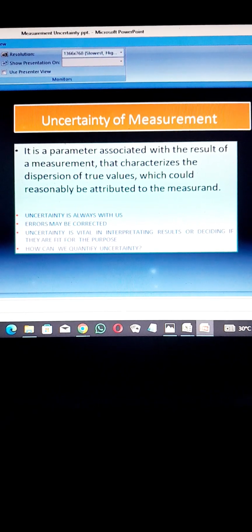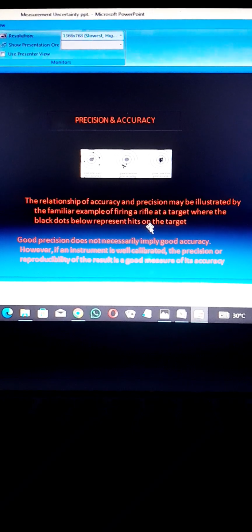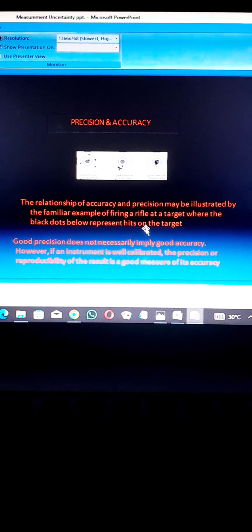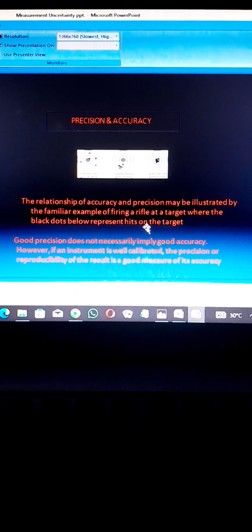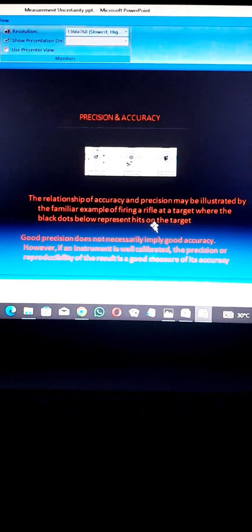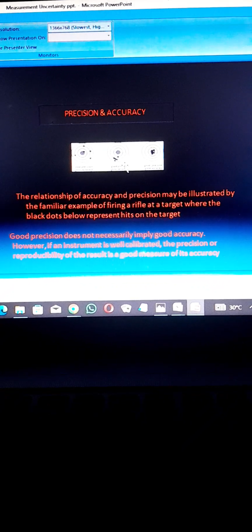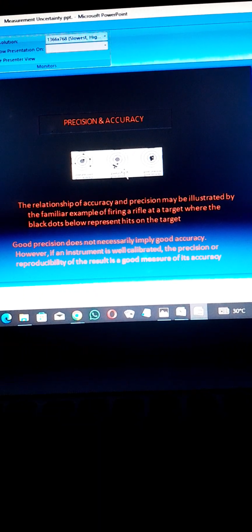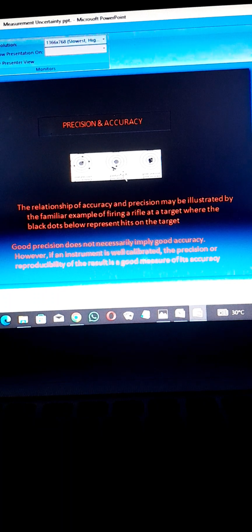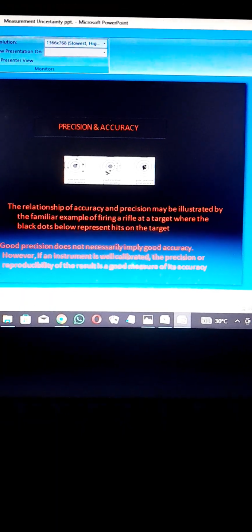Then how can we quantify uncertainty? For this, we have to check precision and accuracy. The relationship of accuracy and precision may be illustrated by the familiar example of firing a rifle at a target, where the black dots represent the shots on that target. Good precision does not necessarily imply good accuracy. However, if an instrument is well calibrated, the precision or reproducibility of the result is also good to measure its accuracy. So here is the pictorial representation of precision and accuracy.